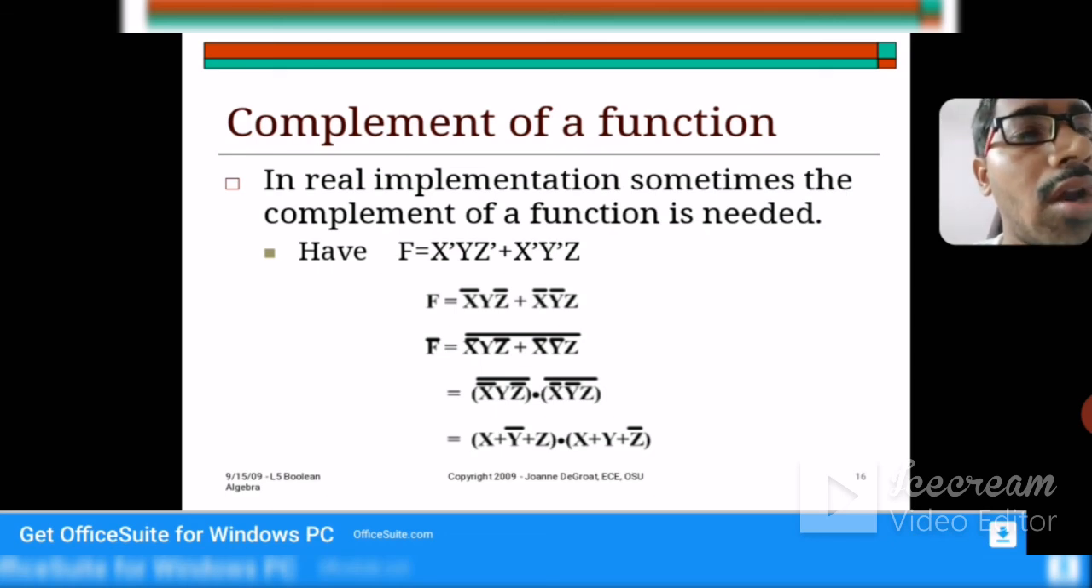exchanged with the OR operator. Hence we get x plus y, because the first term is x bar. According to De Morgan's law, the complement of complement is always the original variable. We have to find out the complement of the variable. The variable is x bar, hence complement of x bar is always x. Then plus y bar, because complement of y is equal to y bar, and then plus the complement of z bar, which is z. The first term is completed.